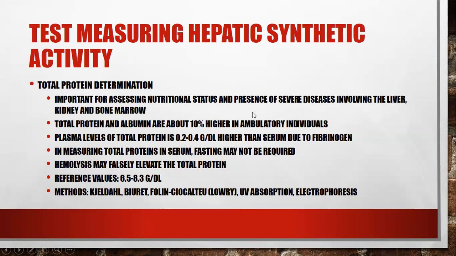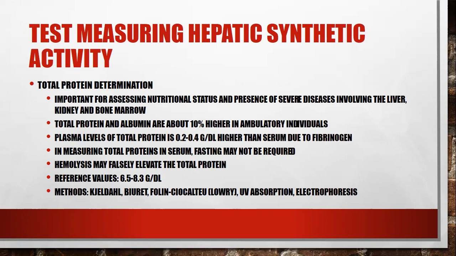and the presence of severe disease involving the liver, such that total protein and albumin are about 10% higher in ambulatory individuals, and plasma levels of total protein are 0.2 to 0.4 grams per dL higher than serum due to fibrinogen.